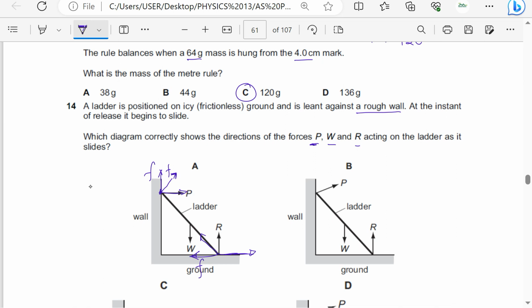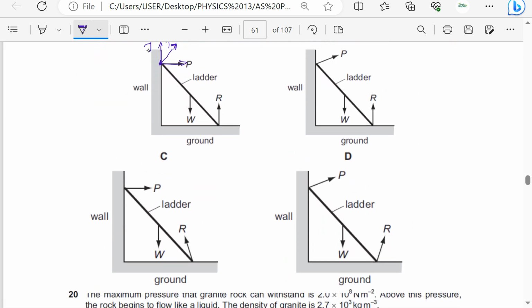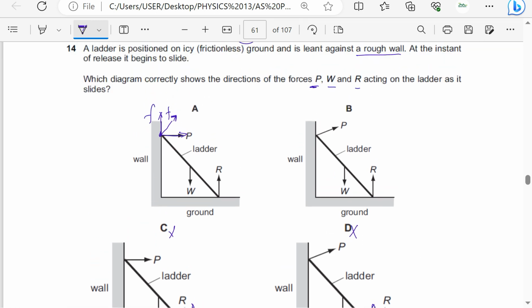Oh, the ground is frictionless. So I'm going to rub off friction here. There's no friction. So at the ground, we only have normal reaction. So it should be perpendicular to the ground. So we eliminate D and C because at the ground there is no friction. The only force acting should be perpendicular, that is at 90 degrees to the ground. So C and D are out, remain with A and B.